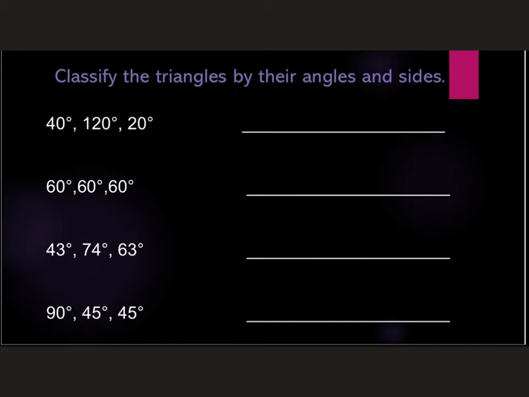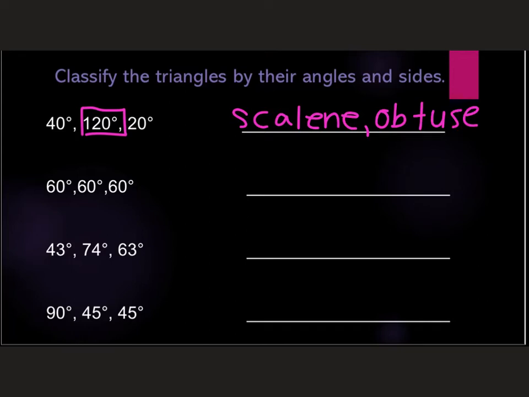All right, this time they took away the image and just gave us different angle measurements, and we had to classify the triangles by their angles and their sides. So looking at this first one, we see three different angle measurements, which tells me it's going to be a scalene. And when I look at the actual measurements, I see that 120 degrees in there. That's an obtuse angle. Remember, for it to be an obtuse triangle, you only need one angle that is greater than 90. So this would be a scalene obtuse triangle.